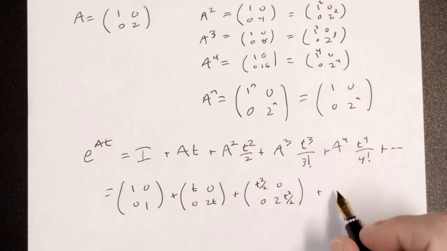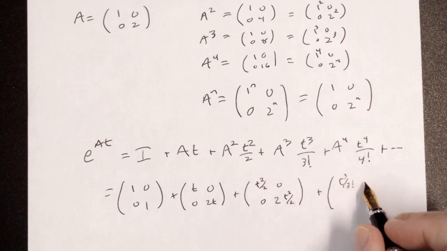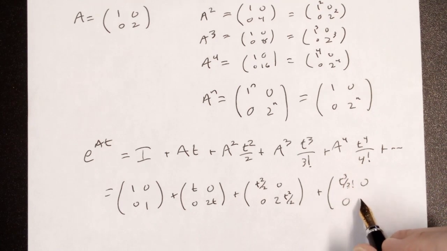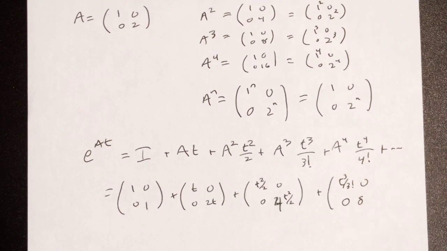That's squared. Let's do the cube. t to the 3rd over 3 factorial, 0, 0, and then 8. Oh, I see. I screwed it up. This 2 should be a 4. I've got to write down the right number. Ooh, bad, Dr. Sassmore. Here, that'll be 8 t cubed over 3 factorial, right?